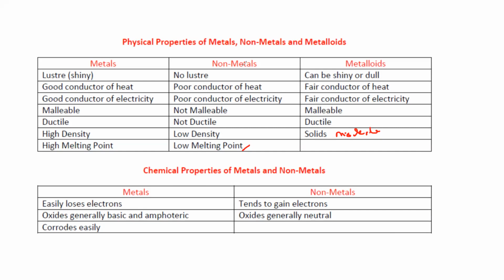What is the meaning of ductile and malleable? The term malleable means you hammer into shape. For example, there is an object, okay? This is, for example, a metal. And when you use a hammer, by using the hammer, you can make it into a thin sheet. We call that malleable.